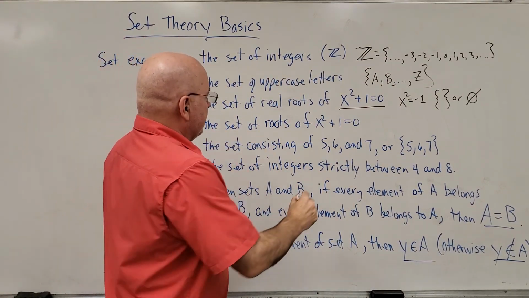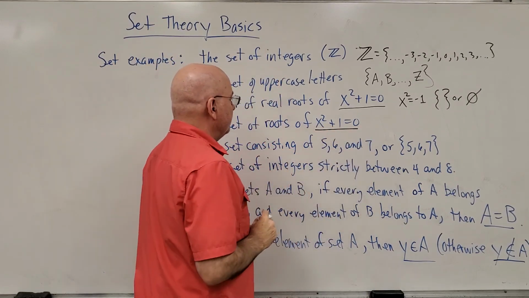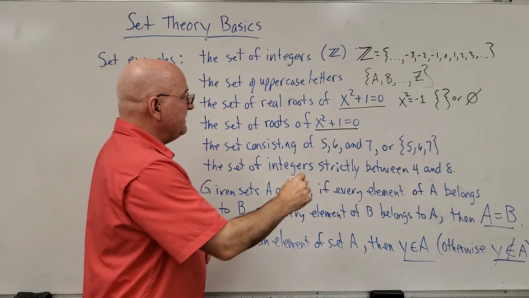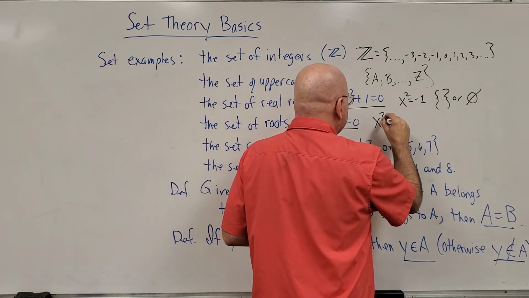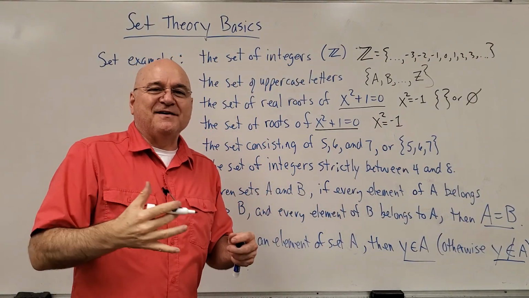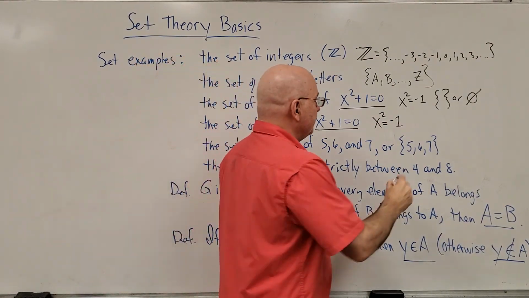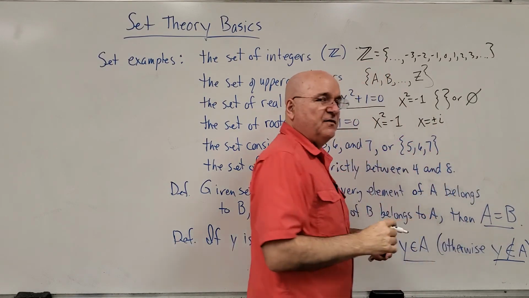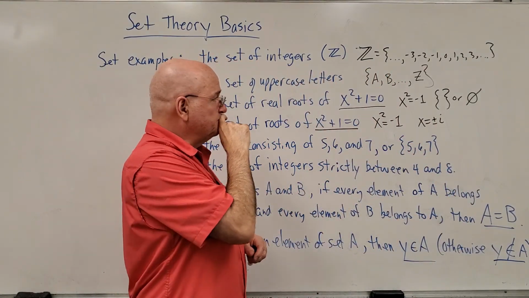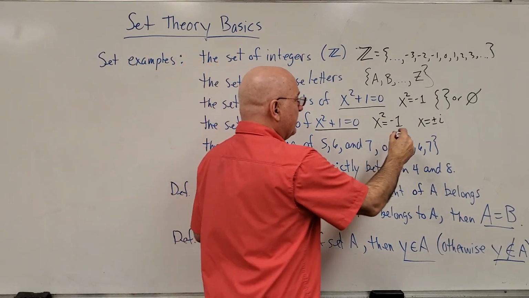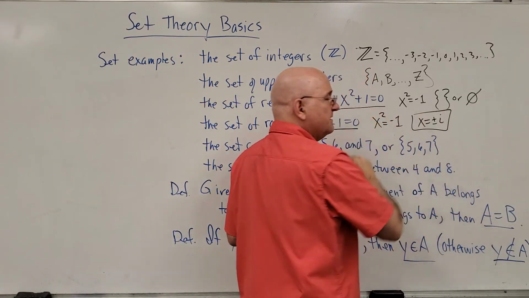The set of roots of this. Notice the only thing missing was the word real. Now if we have x squared equals -1, we do have a solution in the complex world. X equals plus or minus i. And if you haven't had any complex analysis and don't know what complex numbers are, that's perfectly fine. We will probably never see that in this course.